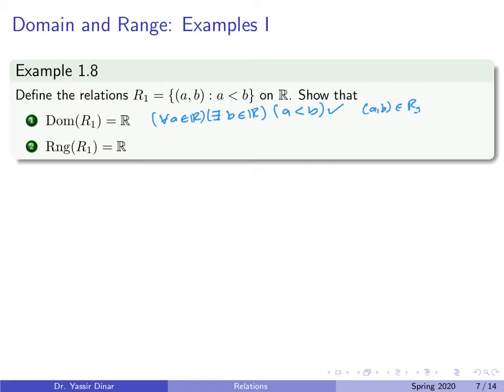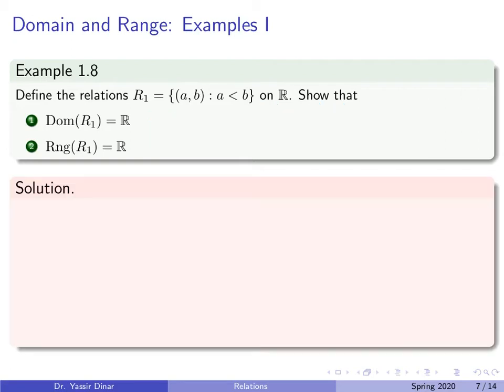Similarly, the range of my relation R1 is the set of all real numbers. It means that for any real number B, we can find a real number A such that A is less than B. If this is true, then the pair A, B is in R1, and that means B belongs to the range. Now we understand better the statement of the example. Let's look at the solution.